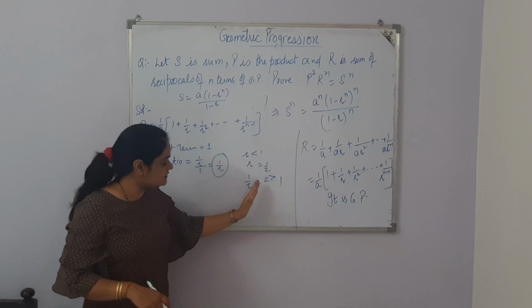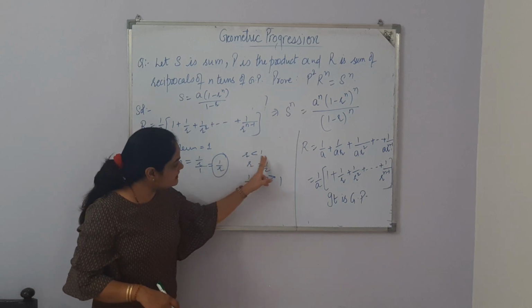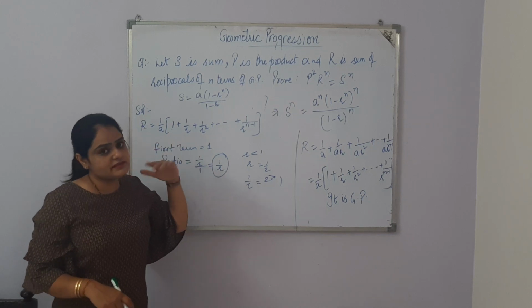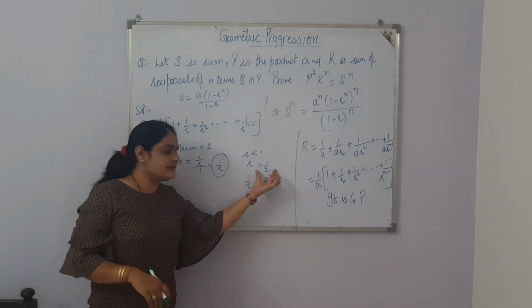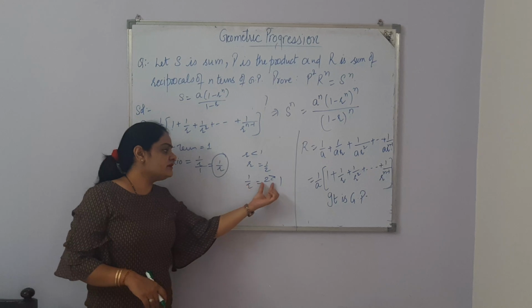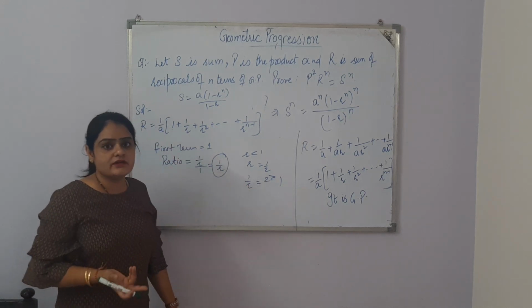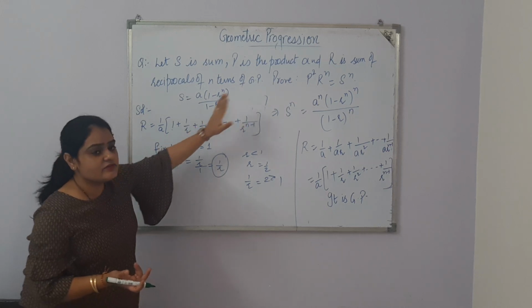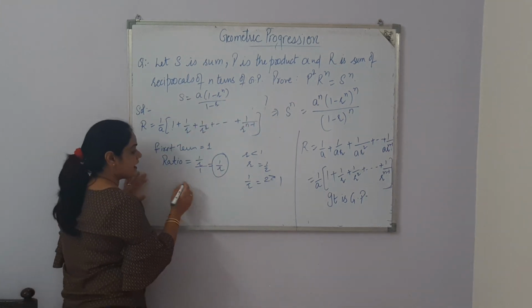I'm taking this example: if r is less than 1, I'm taking r equal to 1 by 2, which is 0.5, which is less than 1. If this is less than 1, then its reciprocal is 2, which is already greater than 1. So if I have taken the r less than 1 formula, then I have to take the r greater than 1 formula.